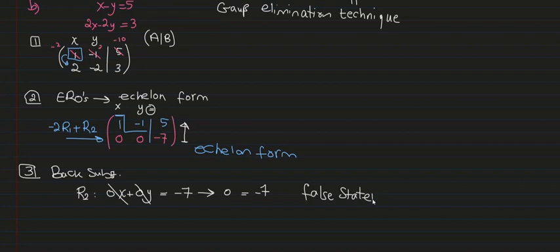And if we reached a false statement, this means that there is a contradiction in the system, and this system has no solution.